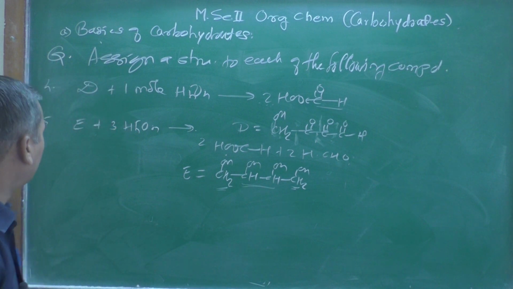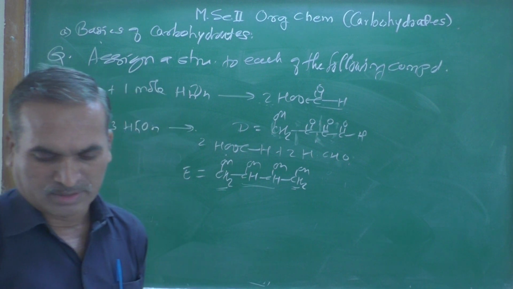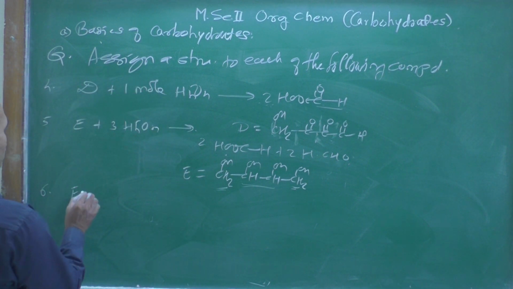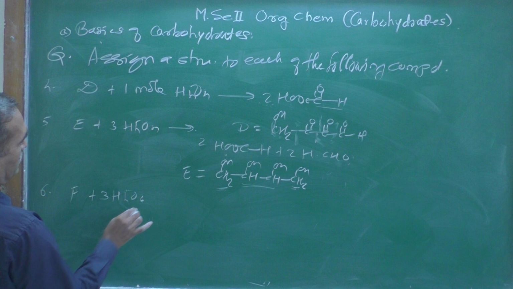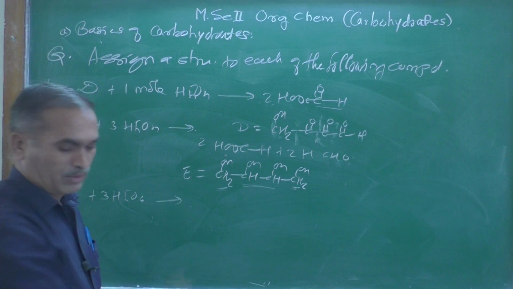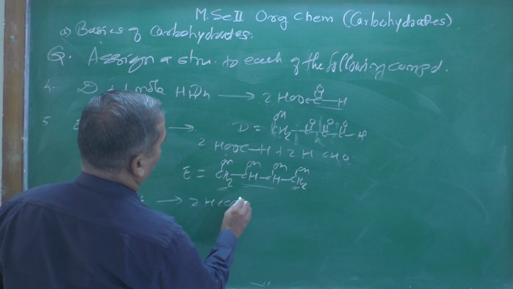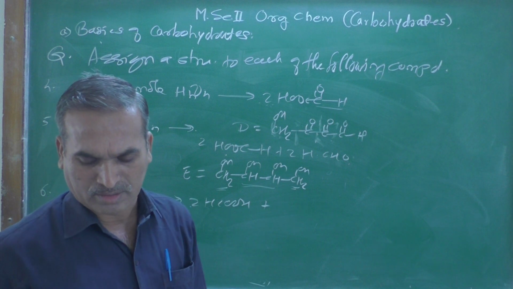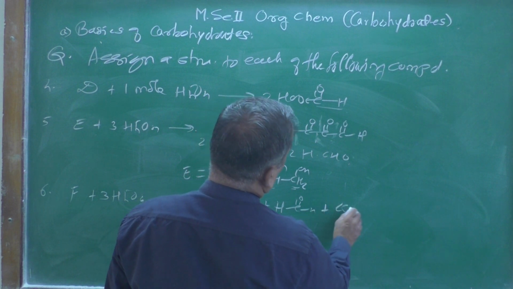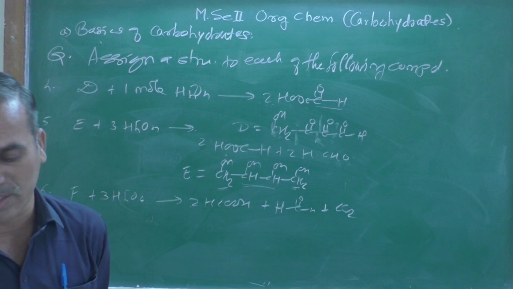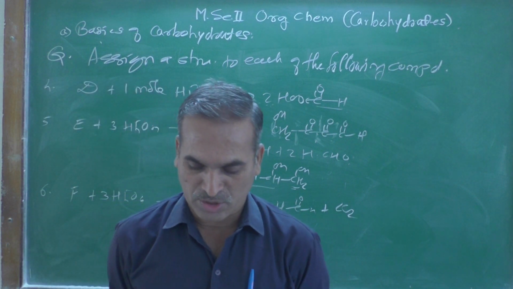So right, let me give you one more example over here. Let us see example number 6. Suppose F again gets consumed with 3 moles of periodic acid, HIO4, which produces the compounds like 2 moles of formic acid, HCOOH, plus 1 mole of formaldehyde, HCHO, and plus 1 mole of carbon dioxide is evolved during this process. What could be the structure of this compound?